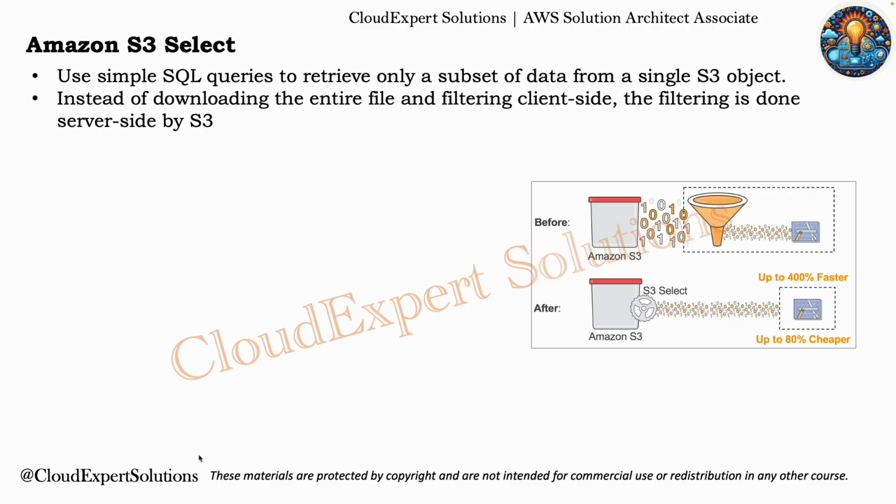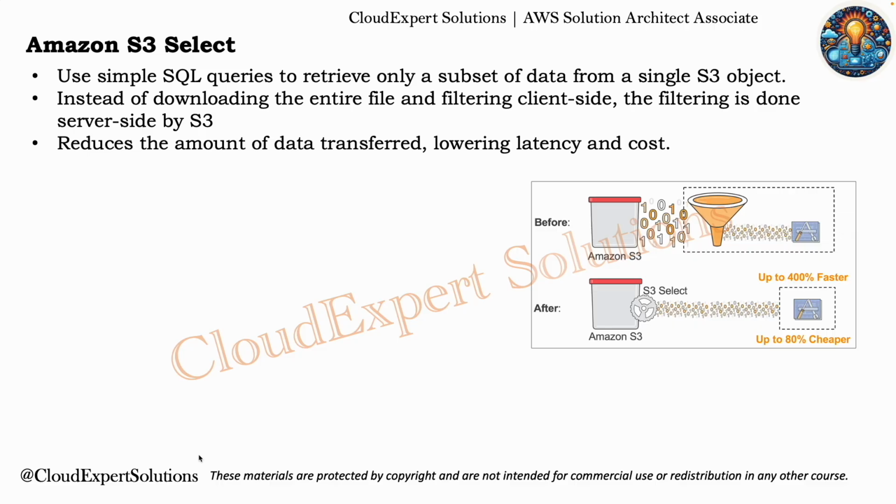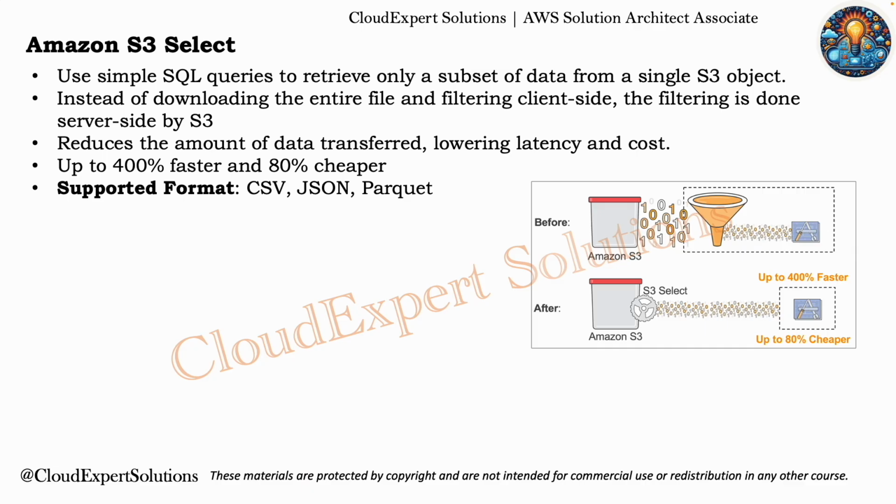Here is a diagram from the AWS documentation, and you can see that before S3 Select, your entire data was processed and filtered at the client side. However, after implementing S3 Select, the entire filtering process is done at the server side. This is a huge win for performance and cost, as you pay for the data transferred, not for the whole object. It actually provides 80% cheaper and 400% faster performance. S3 Select works with structured data in formats like CSV, JSON, and Apache Parquet.